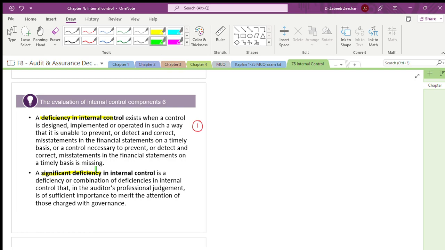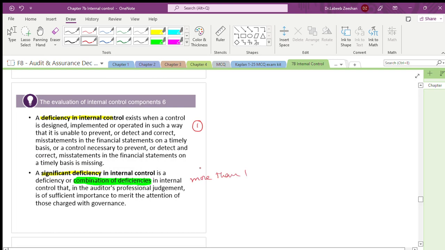Now what is the significant deficiency? Significant deficiency is nothing but a combination of deficiencies. Multiple deficiencies. That's very important, isn't it? Combination of deficiencies. See, one procedure is wrong, another will be wrong. It will have more than one deficiency. That's what we have to understand. What is a significant deficiency? It is nothing but more than one deficiency.